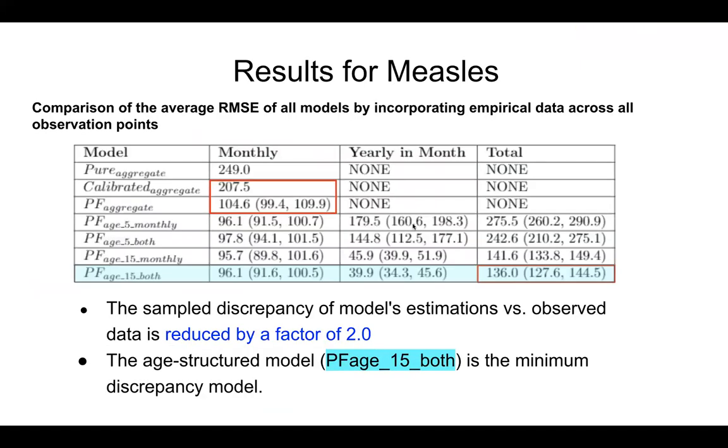Okay, so by running the particle filtering model across the whole time frame from 1921 to 1956, across the 32 years, we have generated the results. In analyzing the results of the measles model, the first result we can see here is the comparison of the discrepancy between the model results and the empirical data set. Here we have used the average root mean square error to calculate the discrepancy between the model estimated result and the empirical data set.